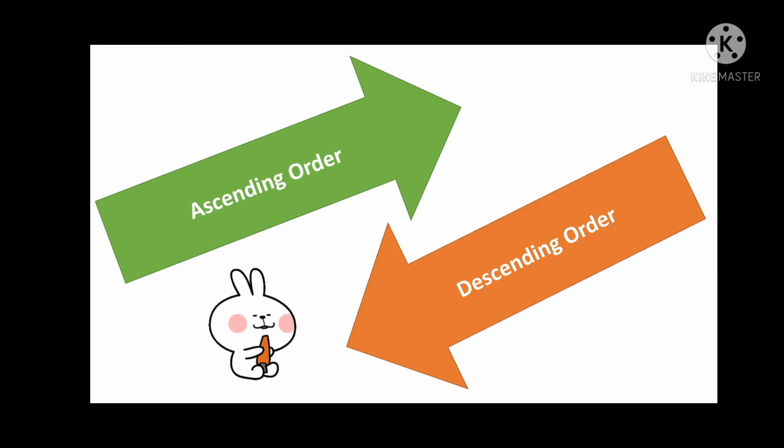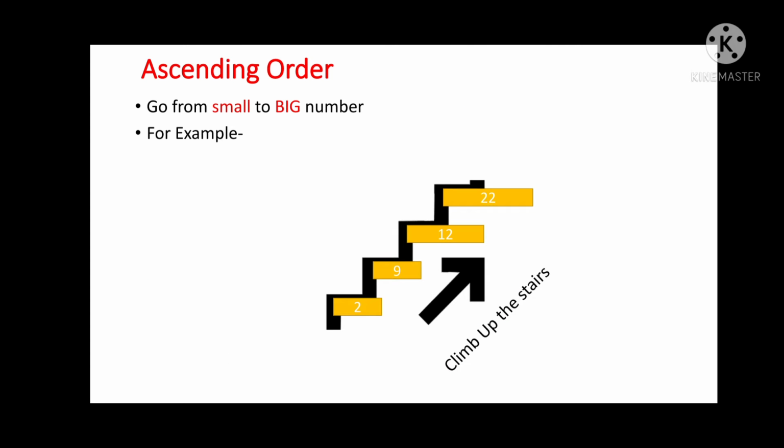Let's learn about ascending order and descending order. It's a very simple concept. Let's talk about ascending order first. What is ascending order? It's very simple, just go from small to big number.